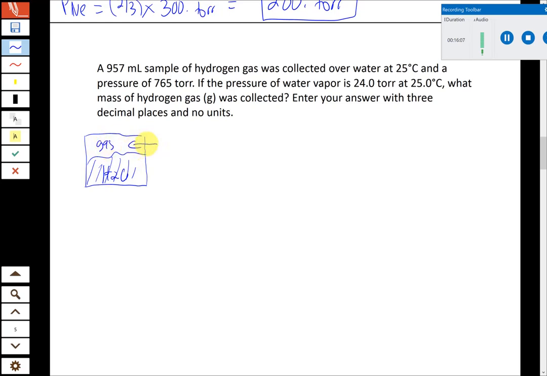The important point, whatever the apparatus is that you're using, is that the total pressure you have above the water is going to be the pressure of the gas that you're collecting plus the water vapor pressure.